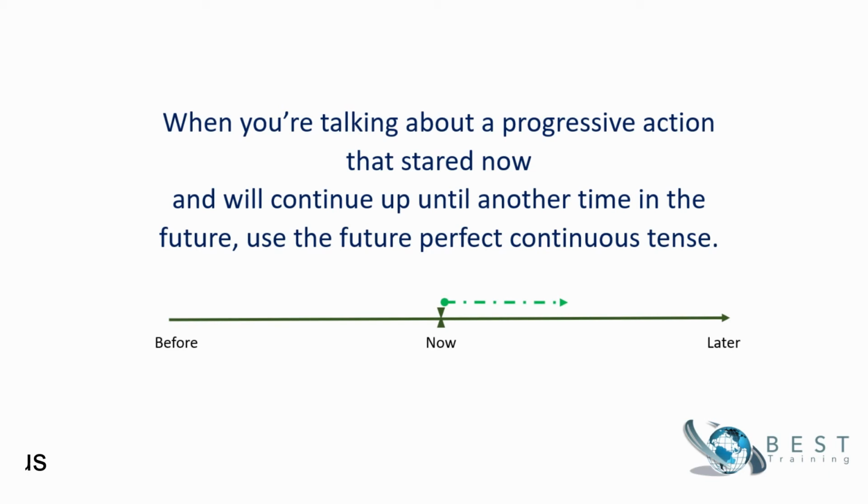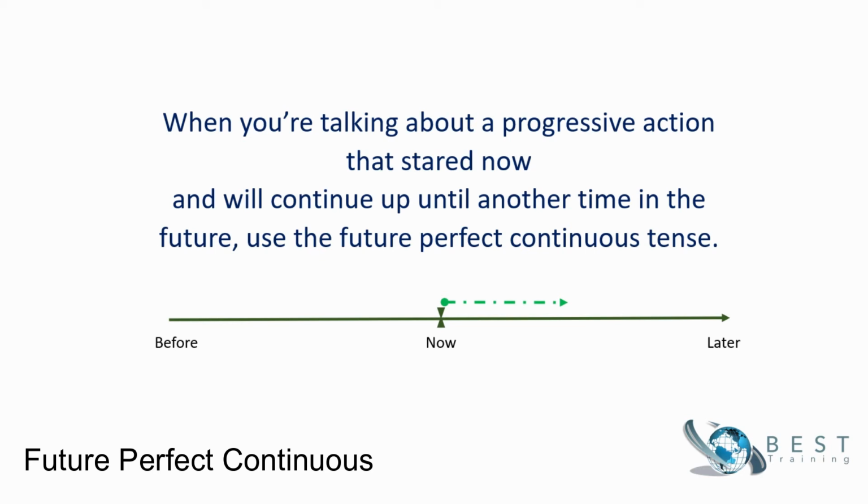We use it when you are talking about a progressive action that started now and will continue up until another time in the future. In this way, the use of the future perfect continuous shows that we are interested in a future duration which started now and will be in progress up till a particular event or time later in the future. So, the difference with the two other tenses is the end of the duration.